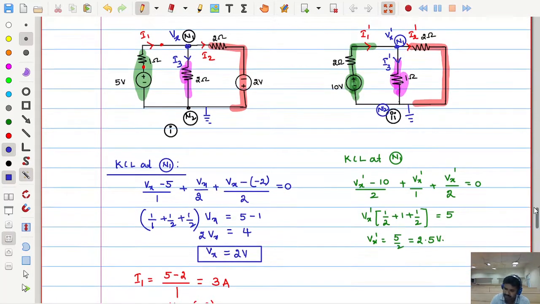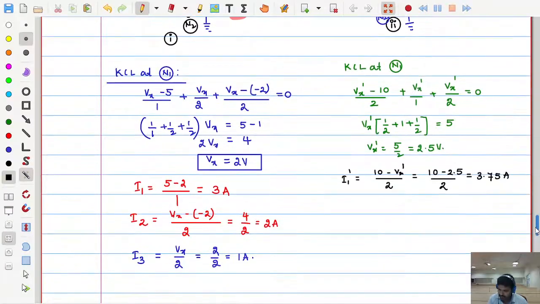How much is I1 dash? I1 dash is equal to 10 minus Vx dash by 2. So 3.75. Give me the most accurate value. Don't take a fraction, don't round up the things. So 3.75 amperes.